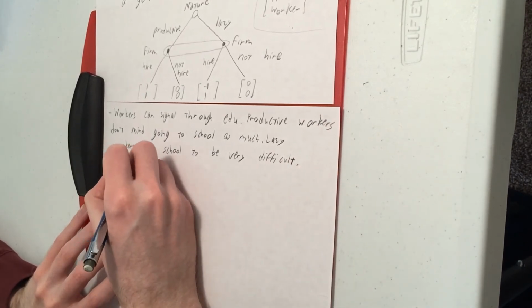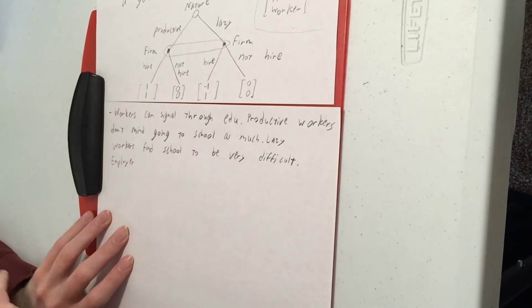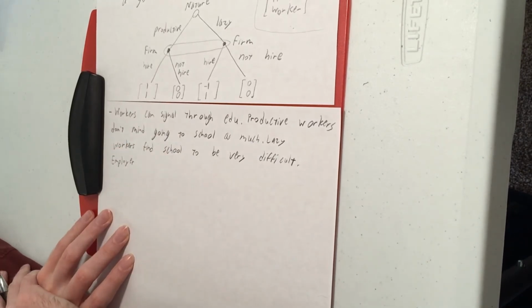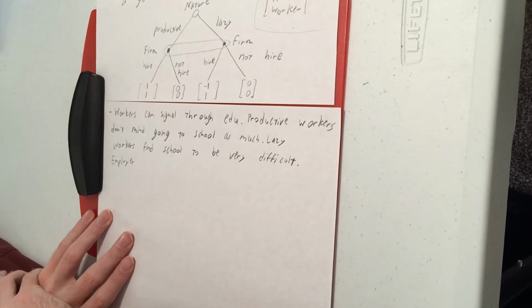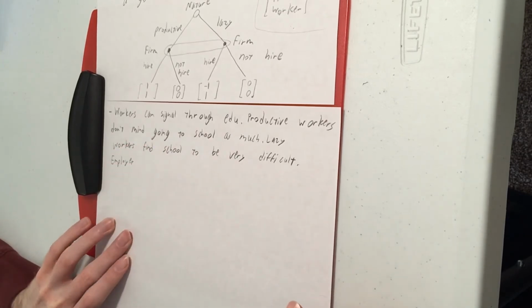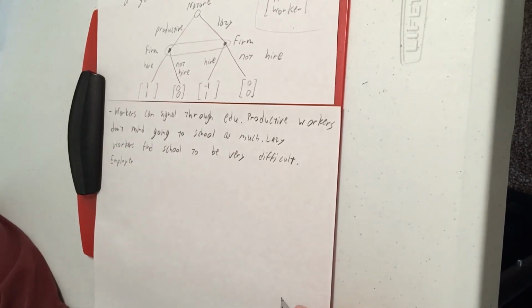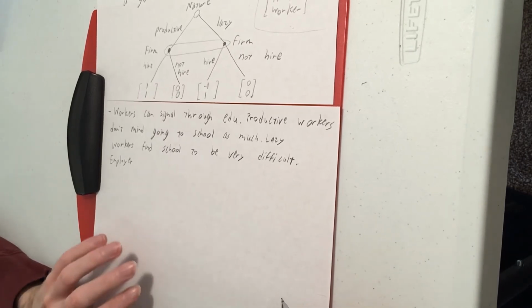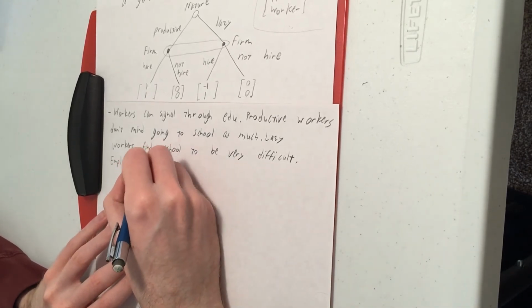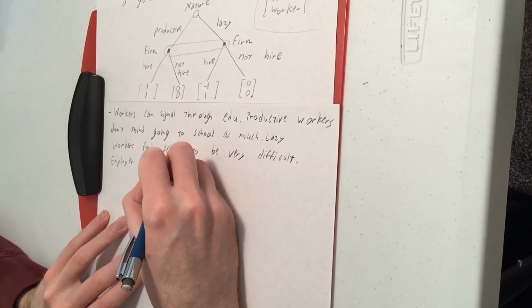So the employer can deduce the type based on your education. So let's say the employer is going to give the good job to the workers with the education, and give a worse job to the workers who do not have a good education.